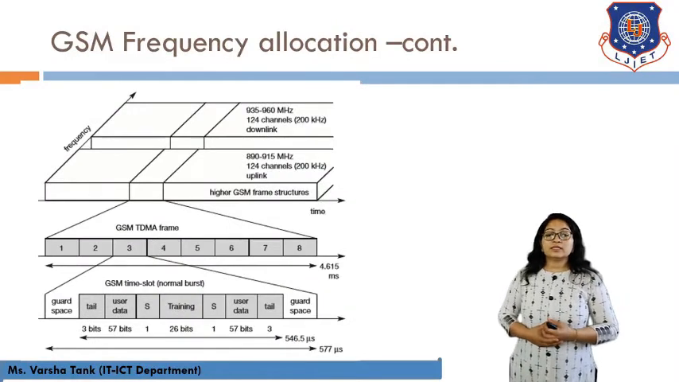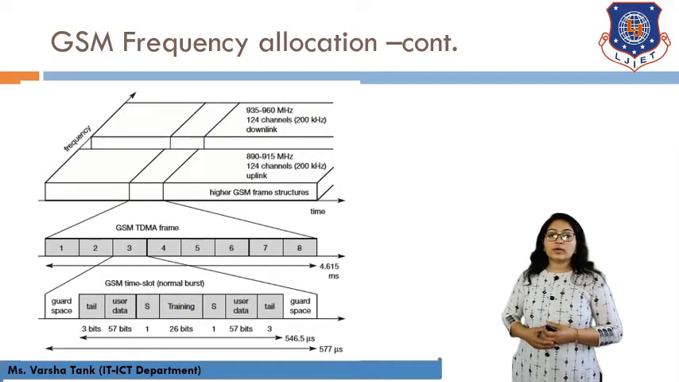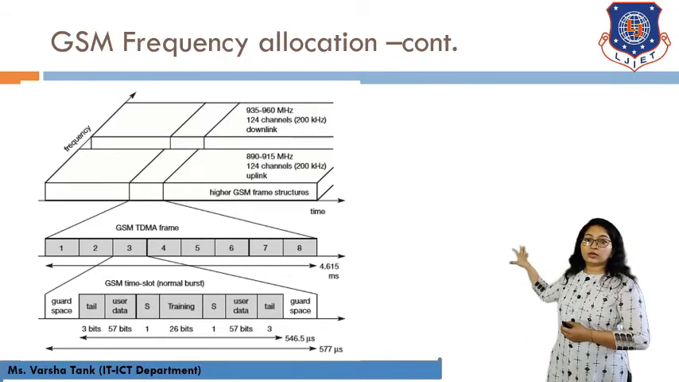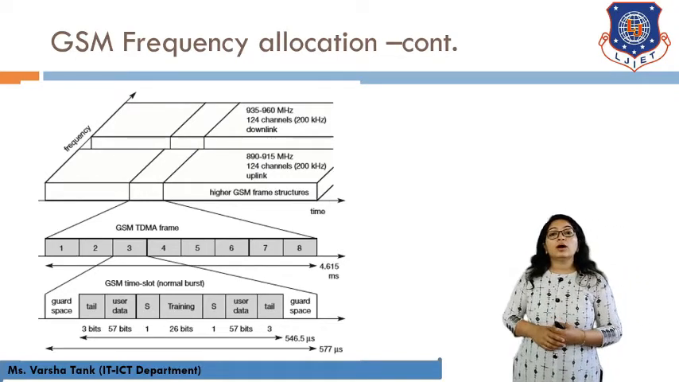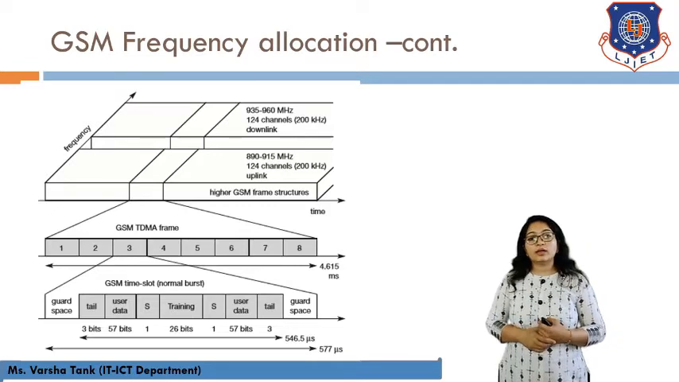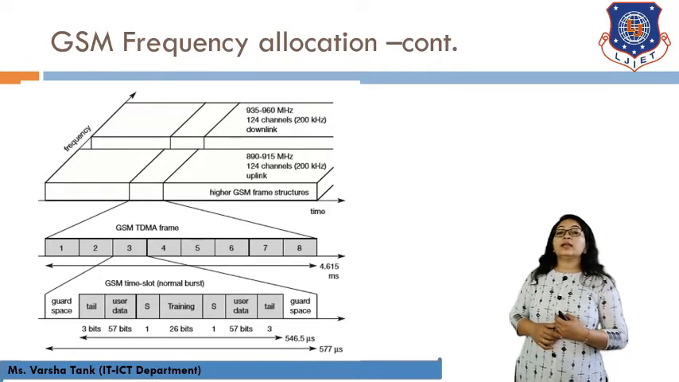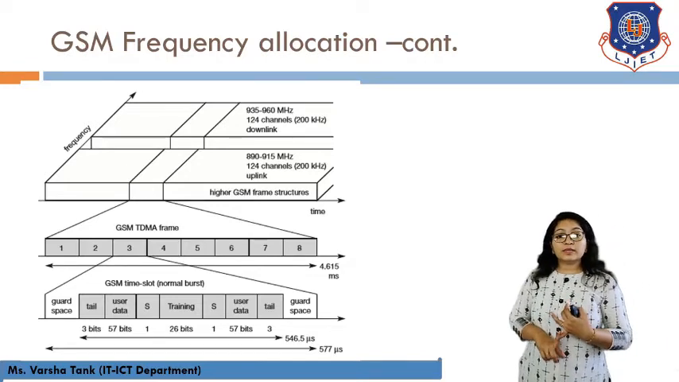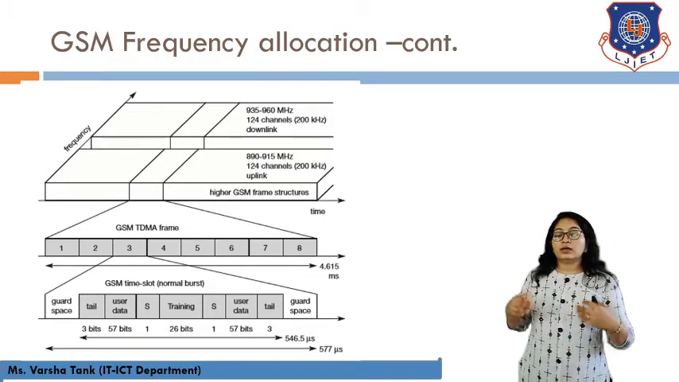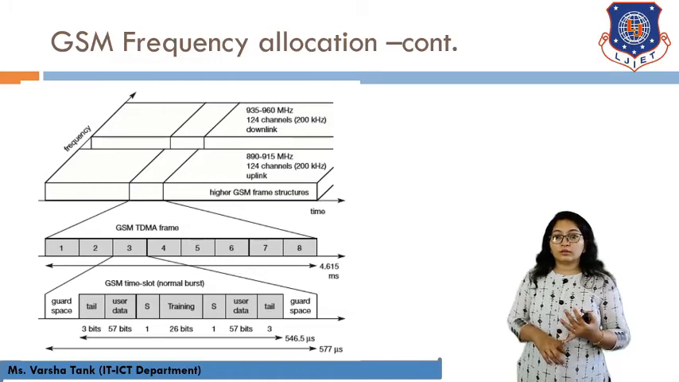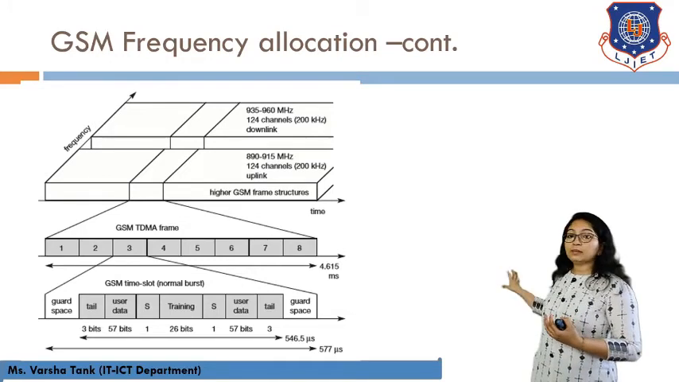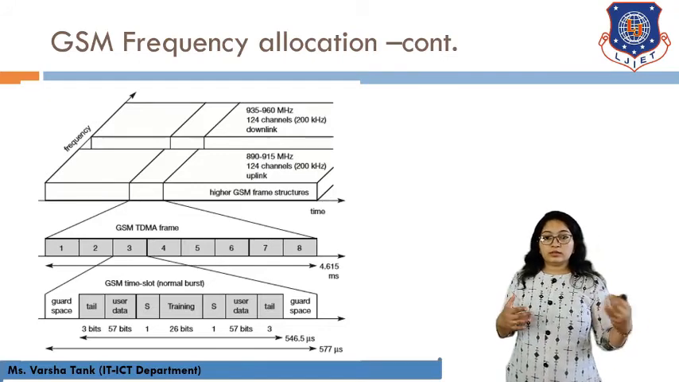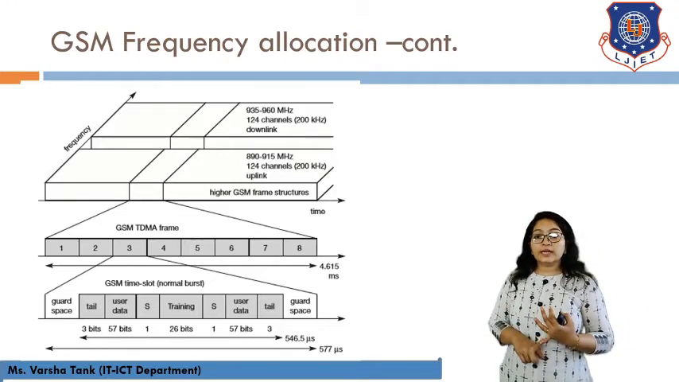And here you can see the diagram for the frequency allocation. Uplink frequency is there, downlink frequency is there, and then using TDMA, you divide one channel into 8 time slots, and in the 8 time slots you have different types of data. Guard space is there. Guard space means it is used to protect from interference. Then tail bit is there, which defines the end of the data. Then user data is there.